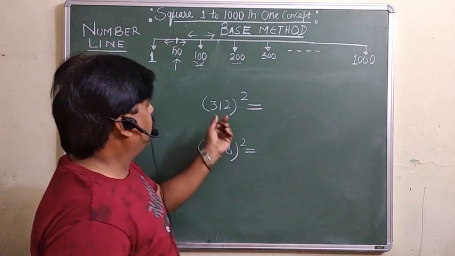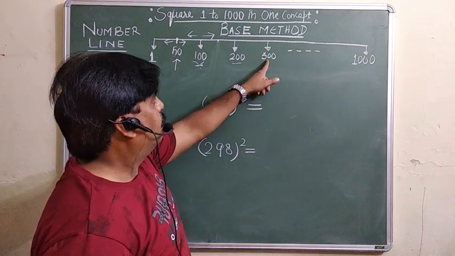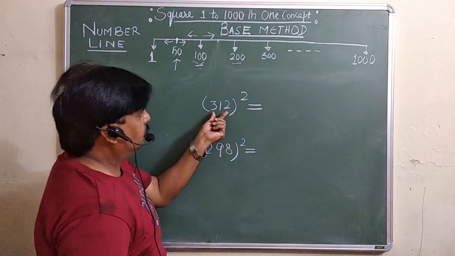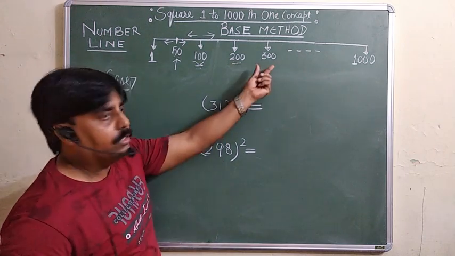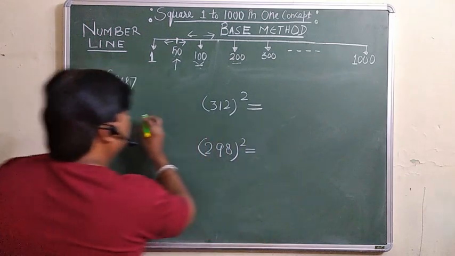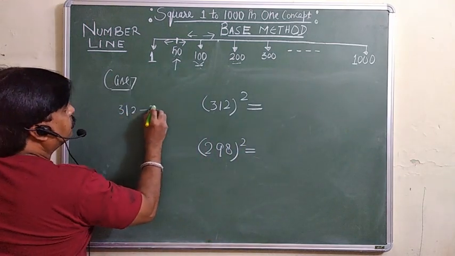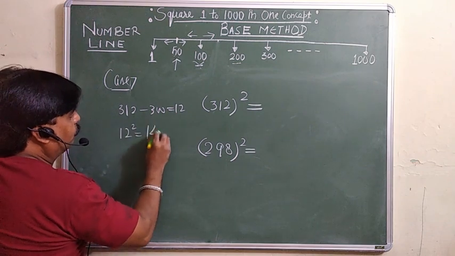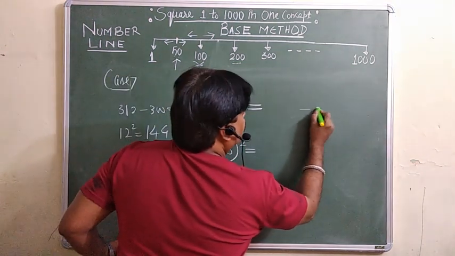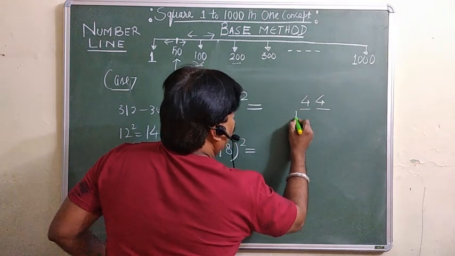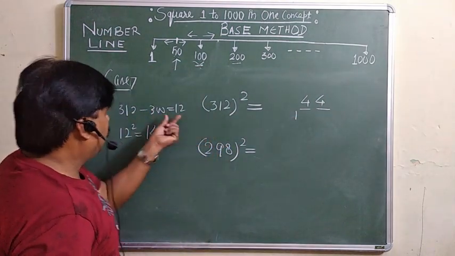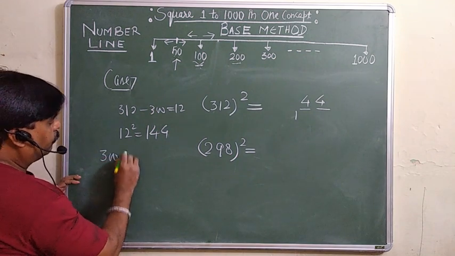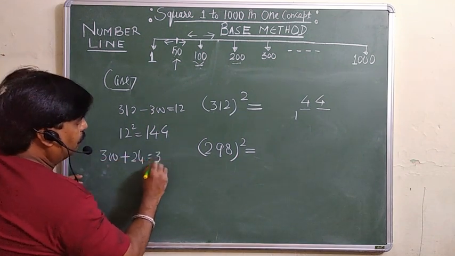Okay. Now in case it is more than 300 or less than 300. So this 312 is 12 more than 300. So you must do the square of 12, which is 144. So the last two digits are 44, and 1 is your carry. See, double of this difference you must add in this one. So 300 plus 24 is 324.